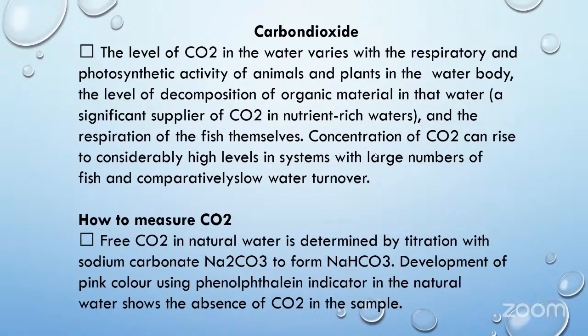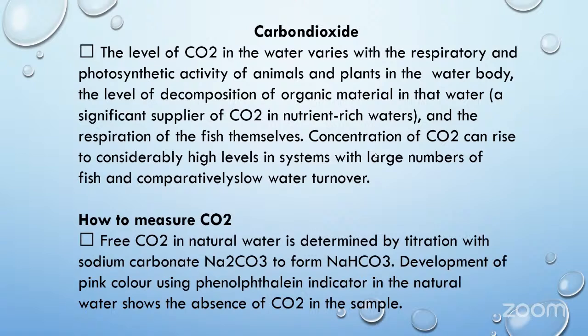Next, carbon dioxide. The level of carbon dioxide in the water varies with the respiratory and photosynthetic activity of animals and plants in the water body. The level of decomposition of organic material in that water is a significant supplier of CO2 in nutrient rich waters, and so is the respiration of the fish themselves. Concentration of CO2 can rise to considerably high levels in systems with a large number of fish and comparatively slow water turnover.